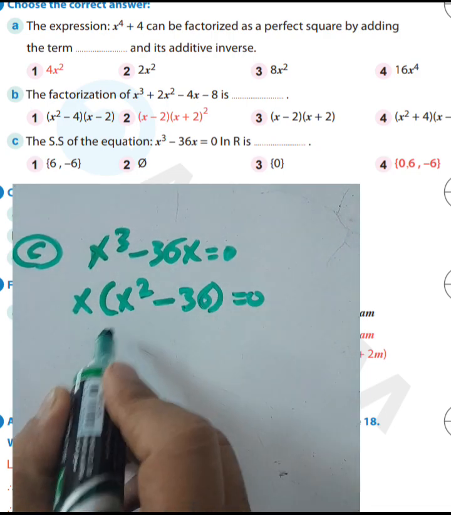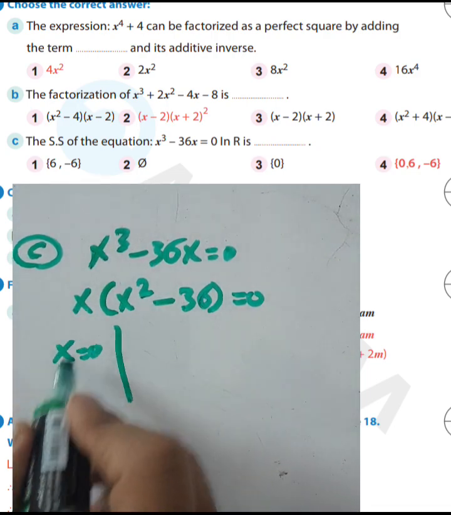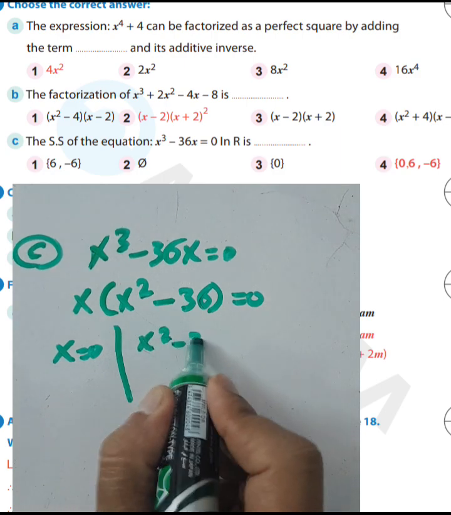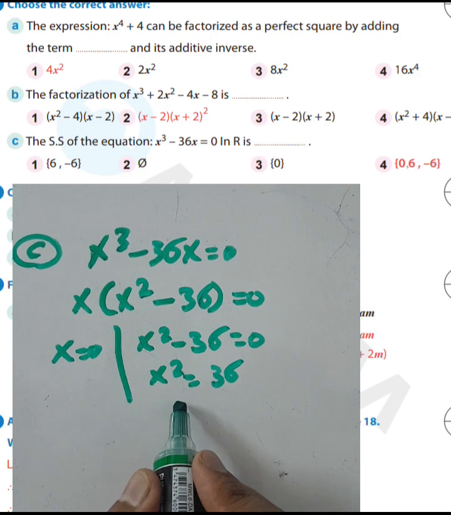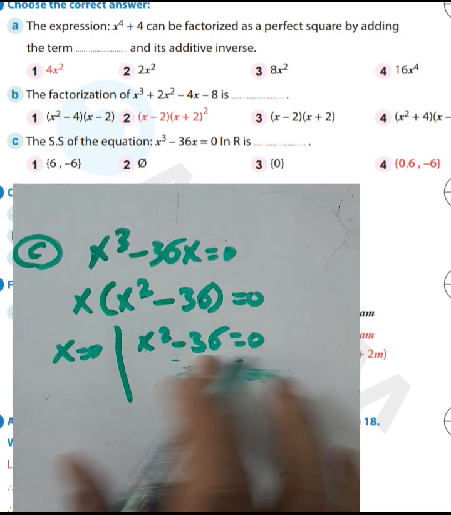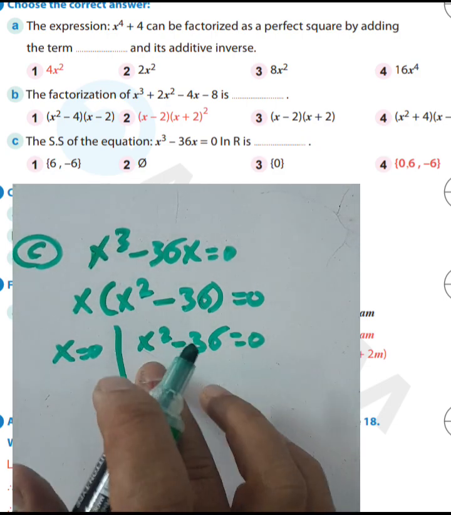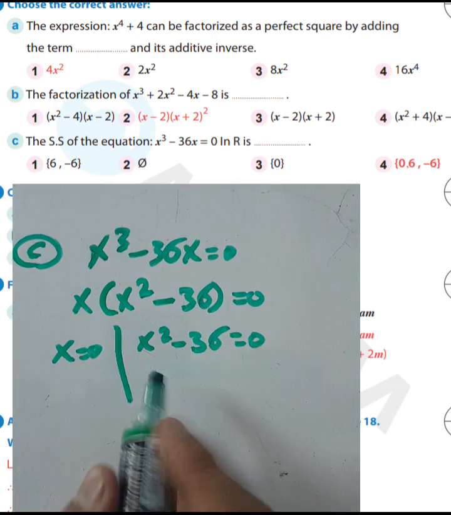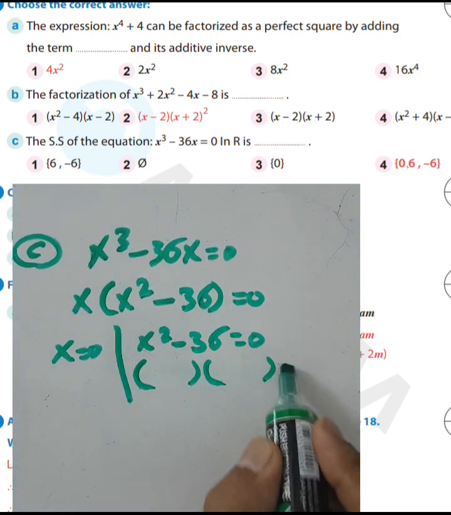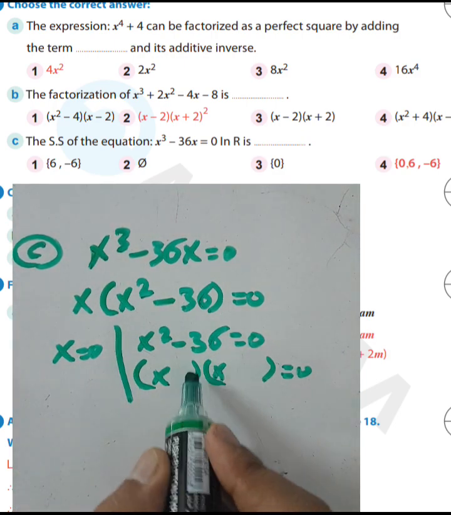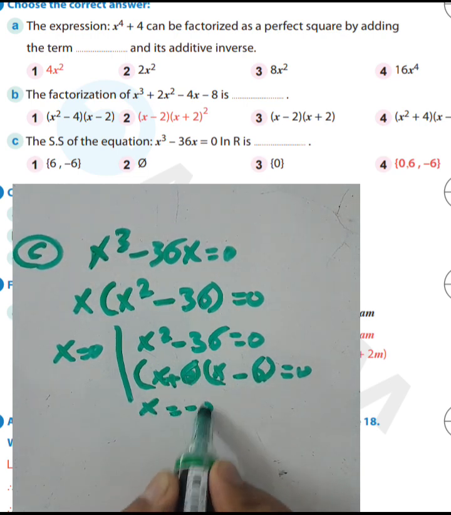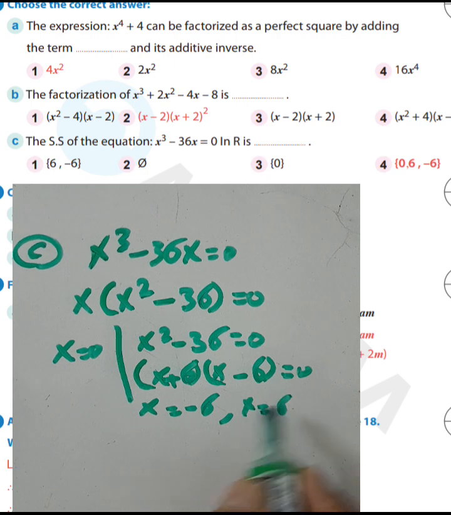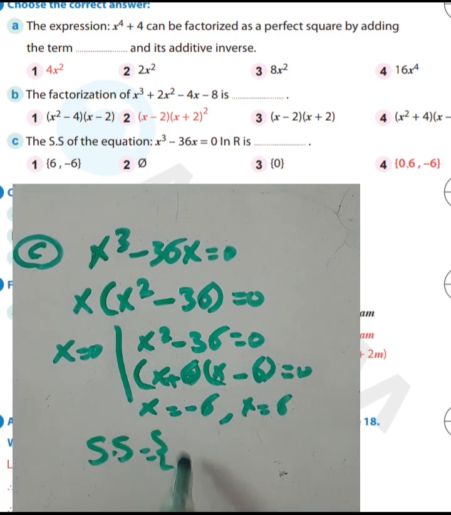Then we have x equals 0 or x power 2 subtract 36 equals 0, then x power 2 equals 36. Or you can factorize, you can write x equal positive or negative 6. Or you can factorize this: x power 2 is x times x, and 6 times 6 is 36, write negative and positive. If x equals negative 6 or x equals 6, the solution set will be 0, negative 6 and 6.